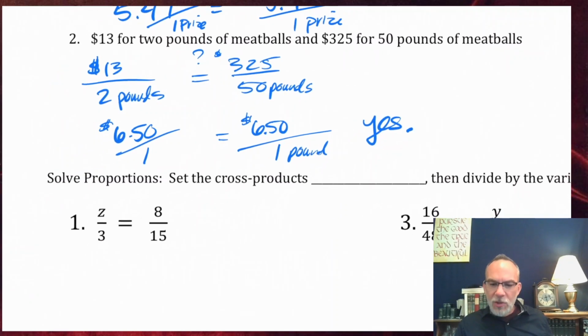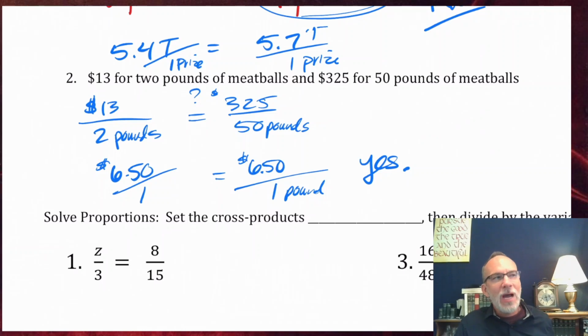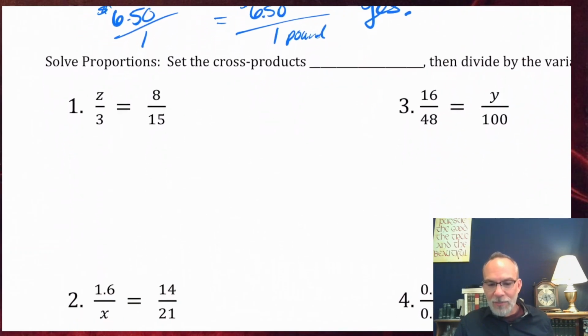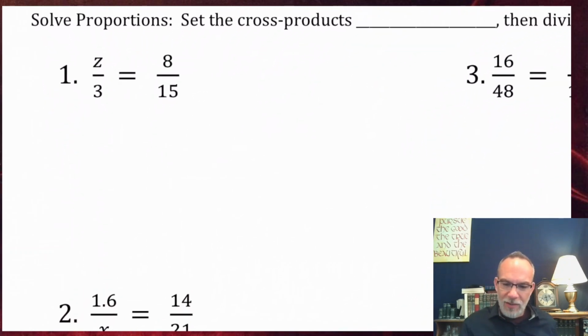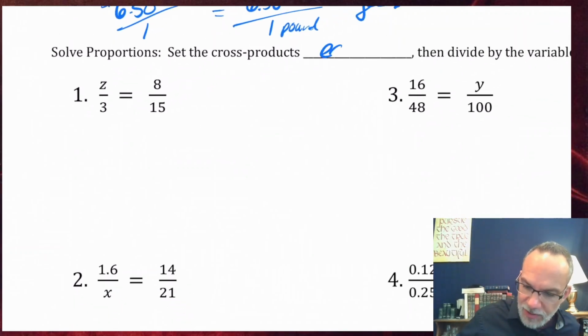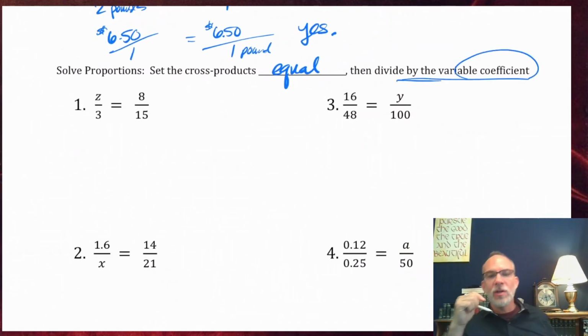All right, now most of the time what you're going to see proportions with is not figuring out if they are proportions, although that's important. What you're going to do is solve them. You'll notice we got 2 fractions set equal. We're going to set the cross products equal to each other. That's the technique. And then divide. We're going to divide by the variable coefficient. I'll show you that. I'm doing a little bit of intro to algebra here, so this may be new to you.